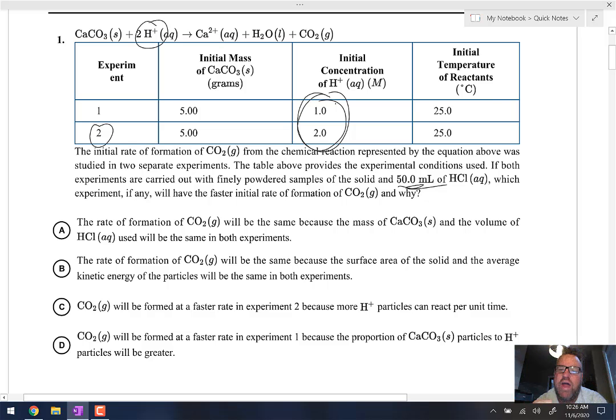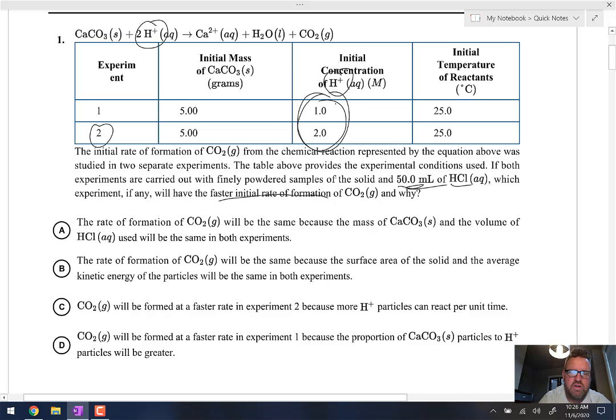Now again, notice that instead of using HCl, they just do H+. And why do they do that? Because many times on the AP test, they just show the net ionic equation. So in this case, even though it is HCl in the equation, you're just seeing H+ here because they're just showing the net ionic equation. That Cl- canceled out. So which experiment will have the faster initial rate?